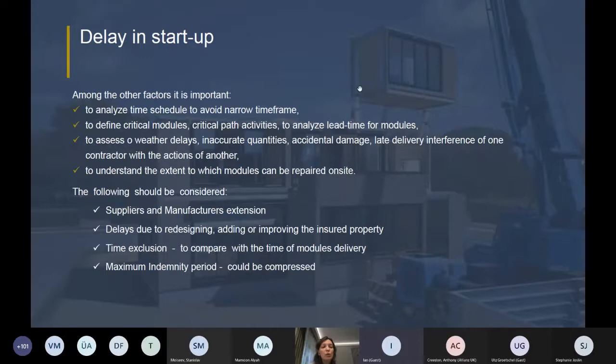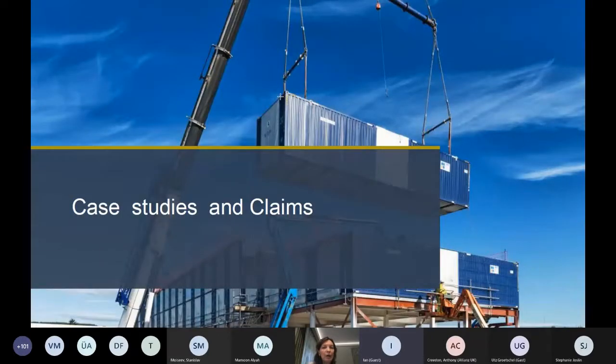There could be some delays due to redesigning and adding or improving the insured property, and this should also be assessed during the risk assessment. And as I said, when analyzing the risk, we need to understand the period when we can order the module at the factory and it can be transported to the site. And now we'll try to illustrate this with case studies and claims.